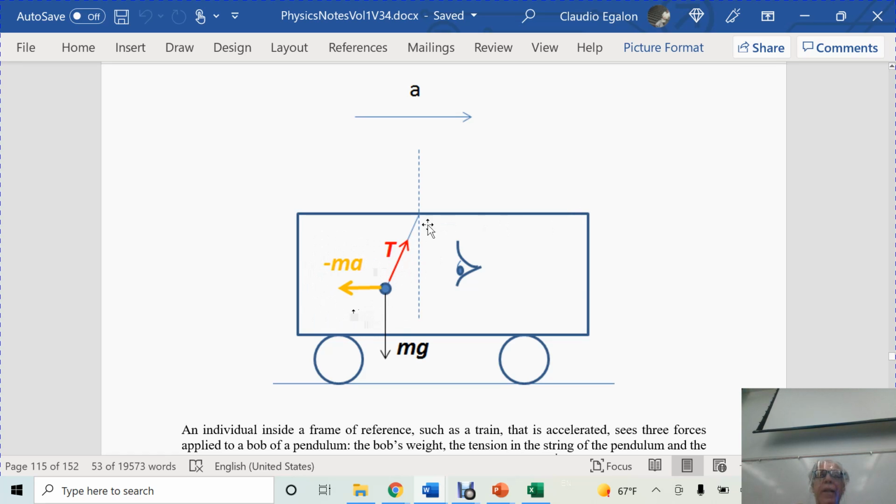So instead of putting net force equal to ma, you put net force equal to 0. And the net force is going to be the tension, the mg, minus the mass times the acceleration of the frame of reference. Okay? So here you go.